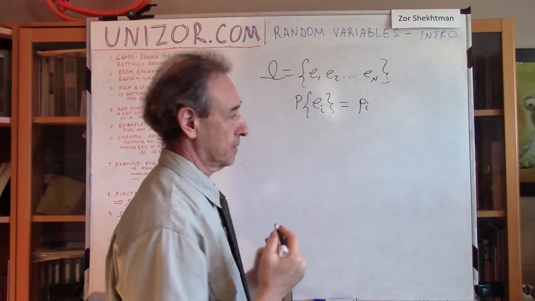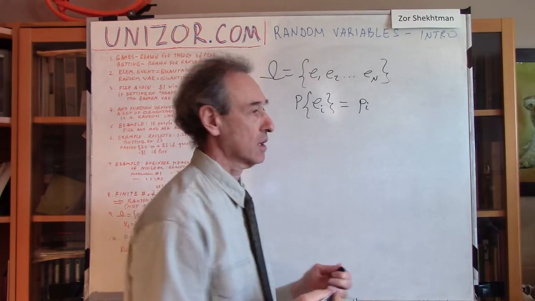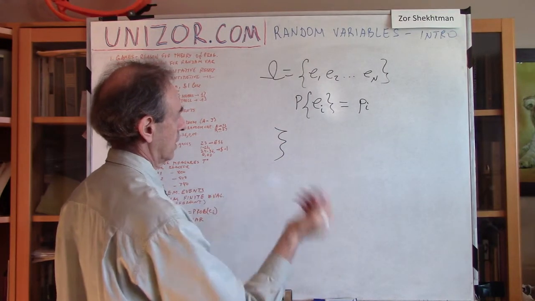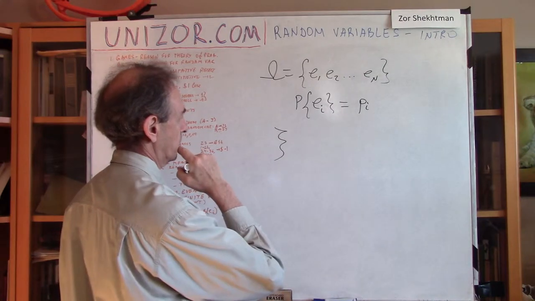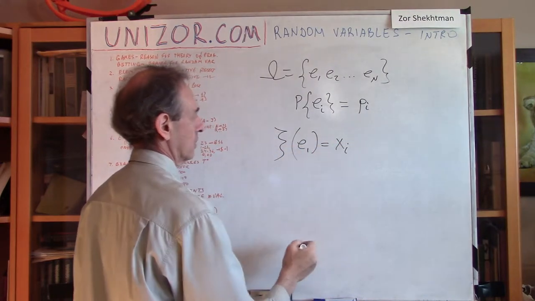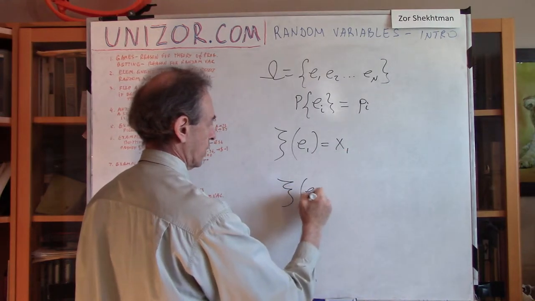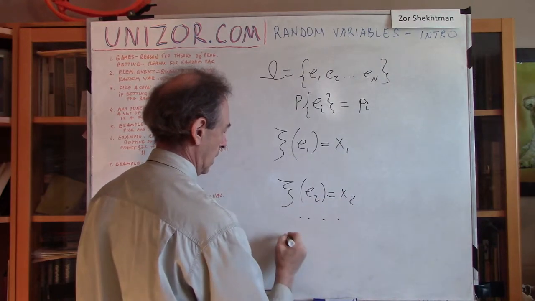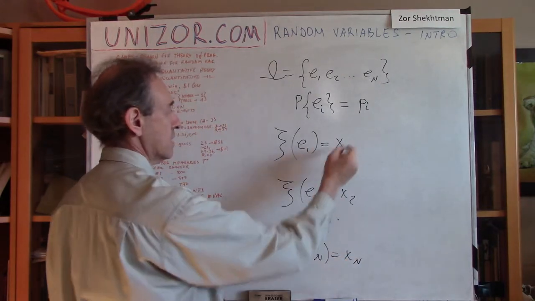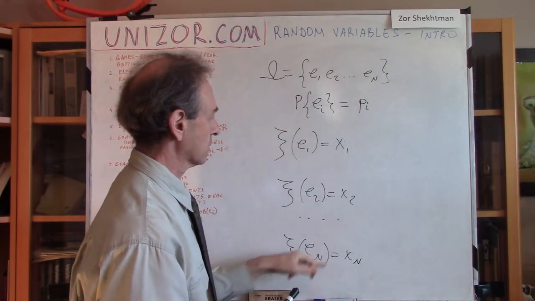Now, the random variable, as I was saying, is basically a function. Well, I used to use the Greek letter xi for a function. So the function of e1, let's say, would be value x1, for e2 it would be x2, etc., and for en it would be xn. So these are values which my random variable takes on each of these elementary events.